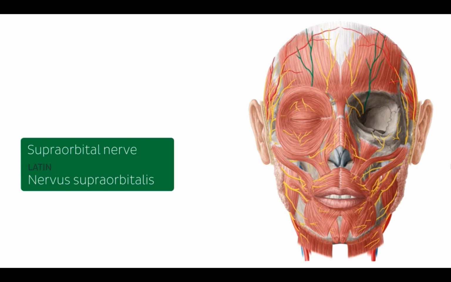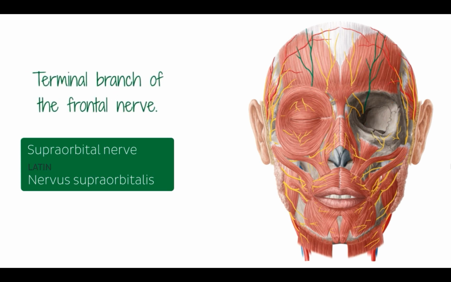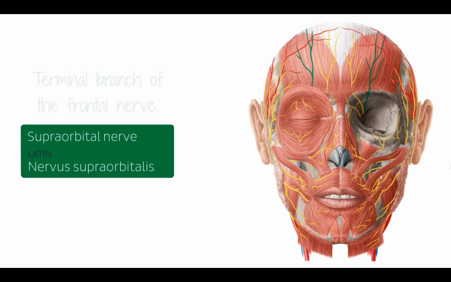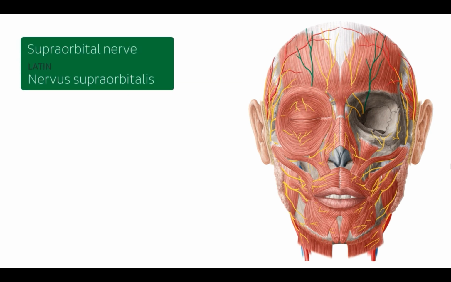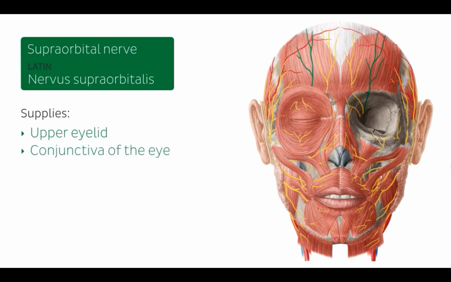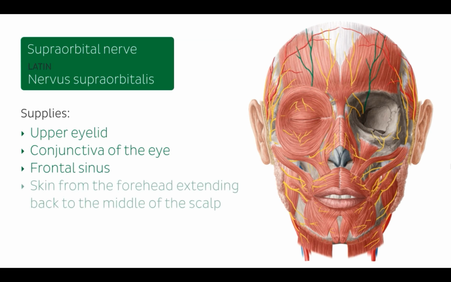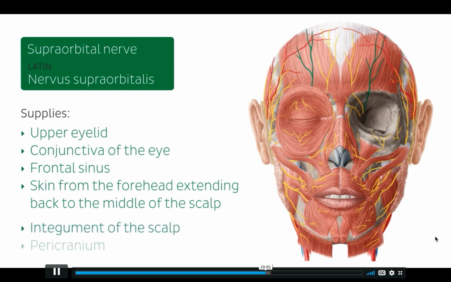Now the supraorbital nerve is a terminal branch of the frontal nerve, and it will be supplying several structures, including the upper eyelid, the conjunctiva of the eye, the frontal sinus, and the skin from the forehead extending back to the middle of the scalp. This nerve then ascends upon the forehead and ends in two branches, a medial and lateral, which will be supplying the integument of the scalp and the pericranium.